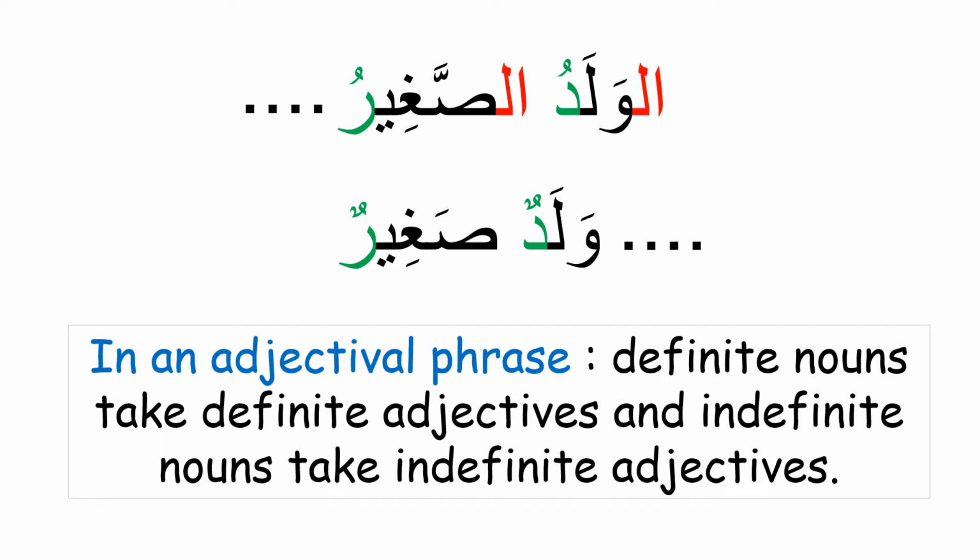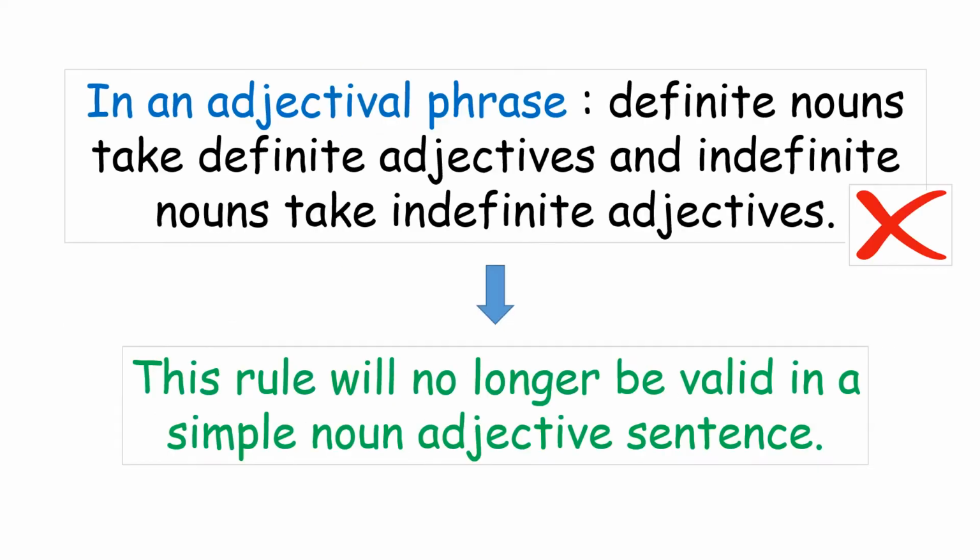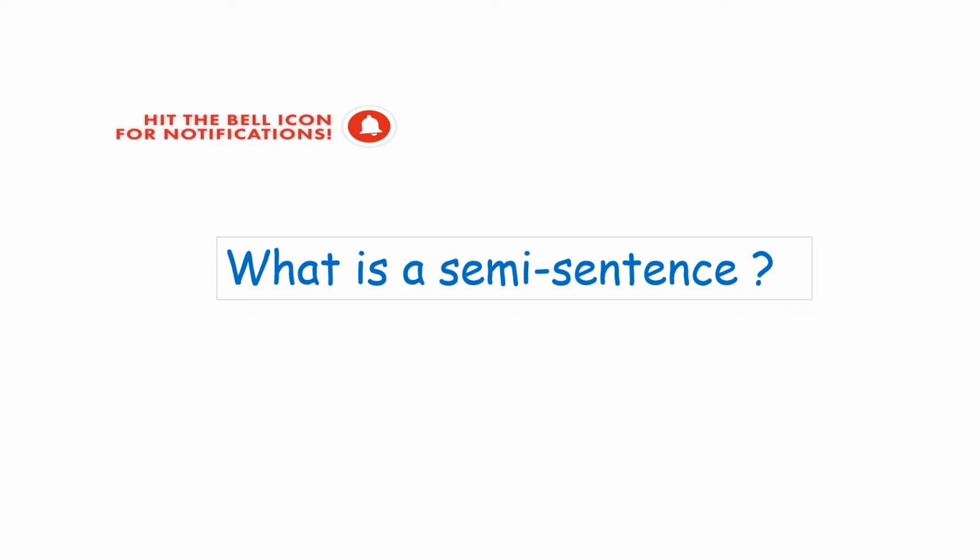The reason why we are insisting on this particular rule is that as we move on to sentences shortly afterwards, it will not only no longer be valid, but the non-validation of this rule will help us identify the nominal sentence easily. You'll see what I'm talking about in a couple of minutes, since we have to stop by semi-sentences first before we see how this rule will cease to be valid. Right. To begin with, what is a semi-sentence?